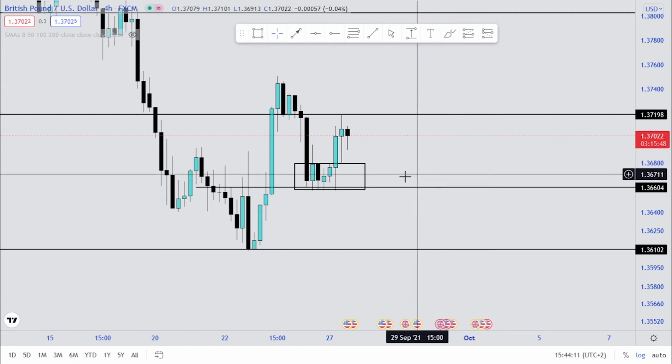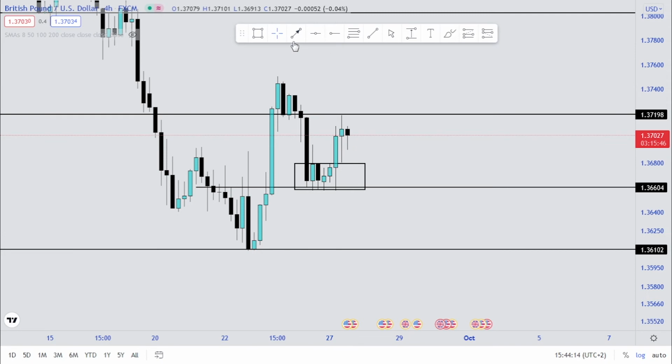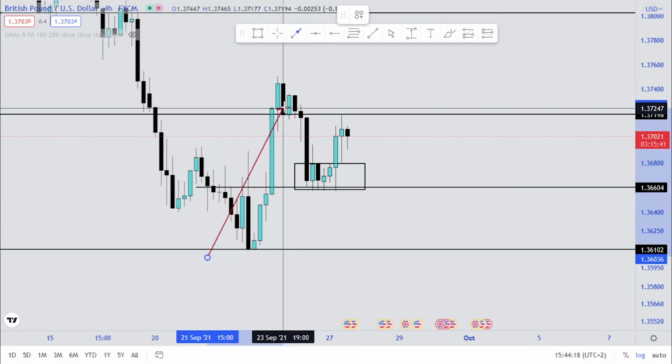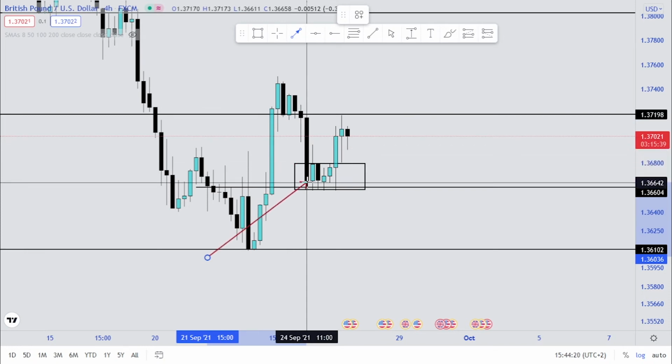But let's continue. So what I did notice this morning is that price did create this high, form this beautiful box range, give us a beautiful impulse candle to the downside.